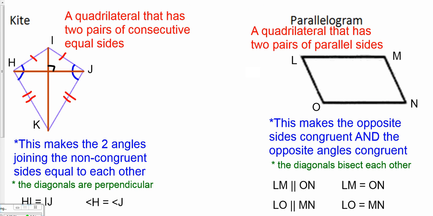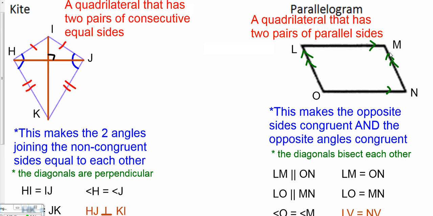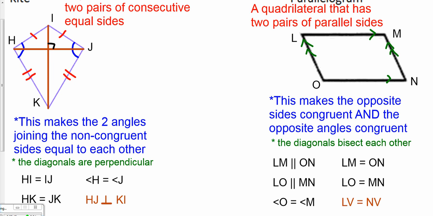Let's keep going. A parallelogram is a quadrilateral that has two pairs of parallel sides. A trapezoid specifically only had the one parallel side, but a parallelogram has to have two pairs. So we'd say this is parallel to this one. I'm going to use two arrows to say these two are parallel to each other. The things that we know are that LM is parallel to ON and LO is parallel to MN.